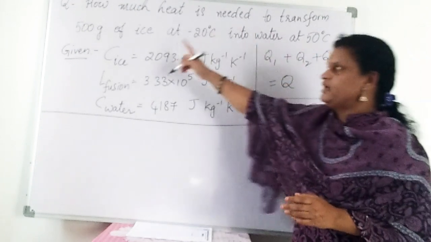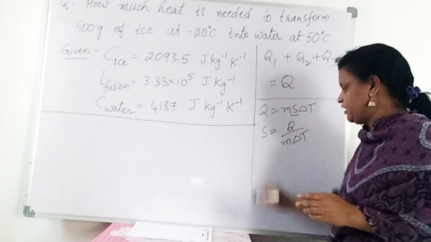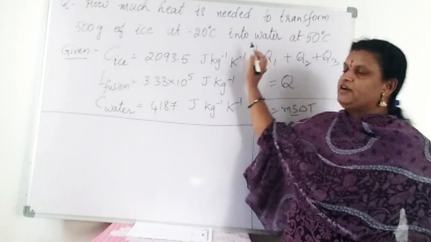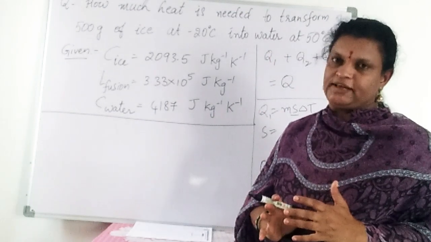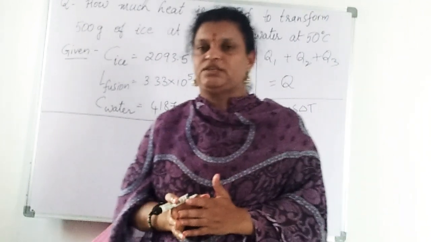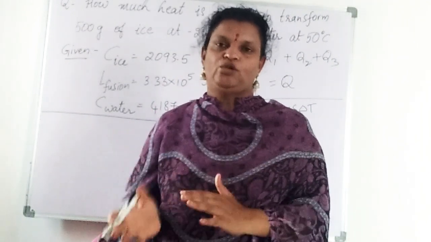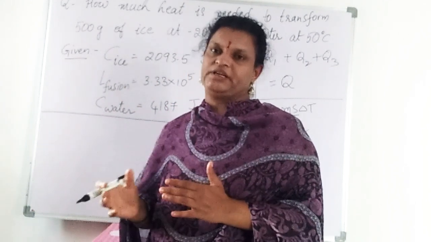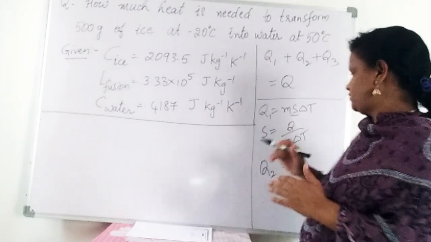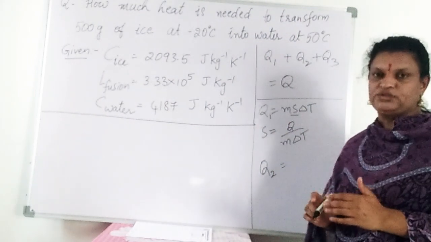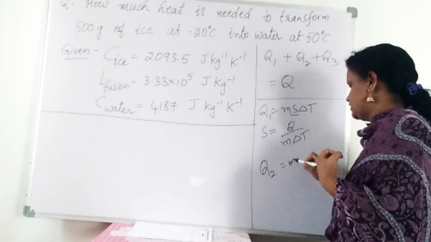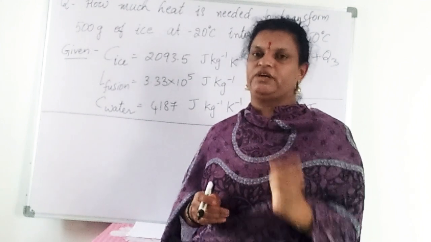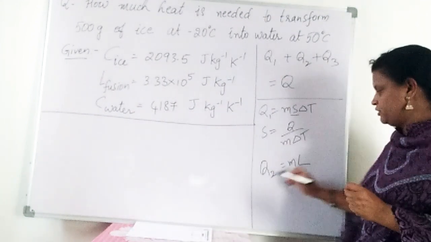Second case, what is that? Ice has to convert into water. Here I'll write Q1 for the first, and Q2 for this. When ice is converting into water at 0 degrees Celsius, as we have seen in the previous videos, the temperature will not increase above 0 degrees Celsius until all the ice converts into water. Temperature remains constant, so the heat energy used is absorbed in the form of latent heat. So we can use the formula Q2 is equal to mL, the heat energy absorbed by ice to convert into water.